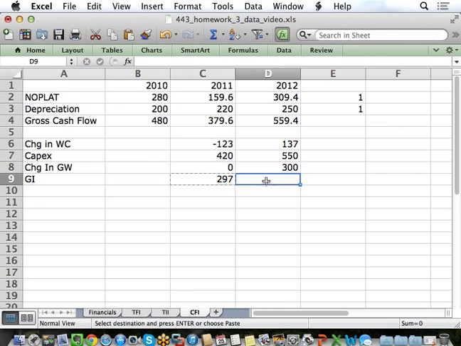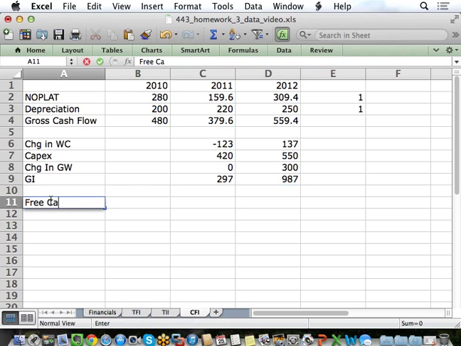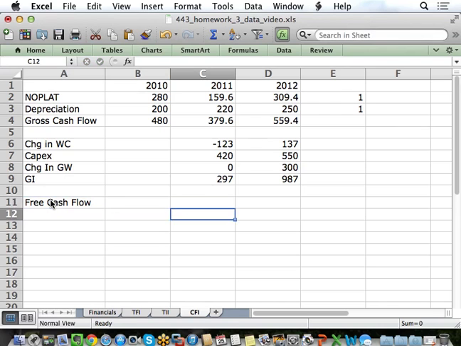Now, if I had any long-term operating liabilities, I would have netted those out, which would have reduced my gross investment. So make sure you include those when you do your next assignment, because homework 4 will include some long-term operating liabilities, which would be netted out. And then that will get me my free cash flow, which equals gross cash flow minus gross investment.